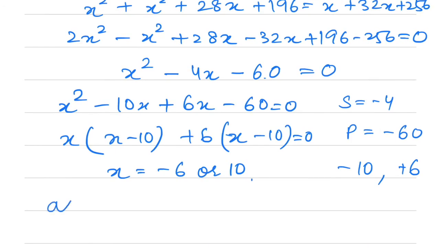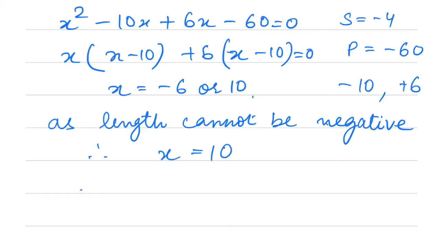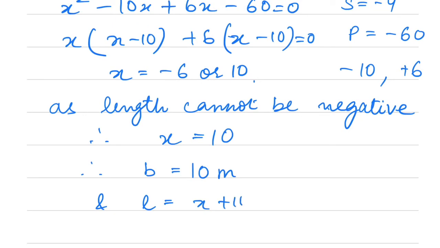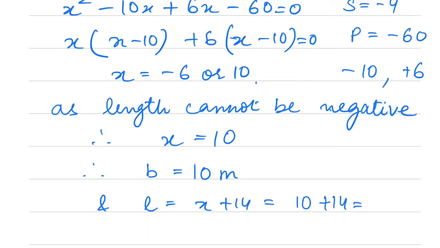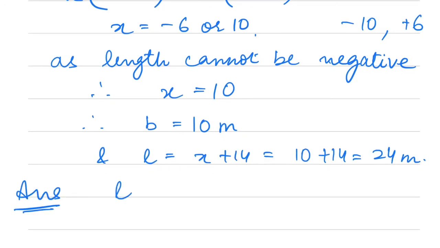But as length cannot be negative, therefore x is equal to 10. Therefore breadth is equal to 10 meters and length is equal to x plus 14, 10 plus 14, so 24 meters. So answer, length is equal to 24 meters and breadth is equal to 10 meters.